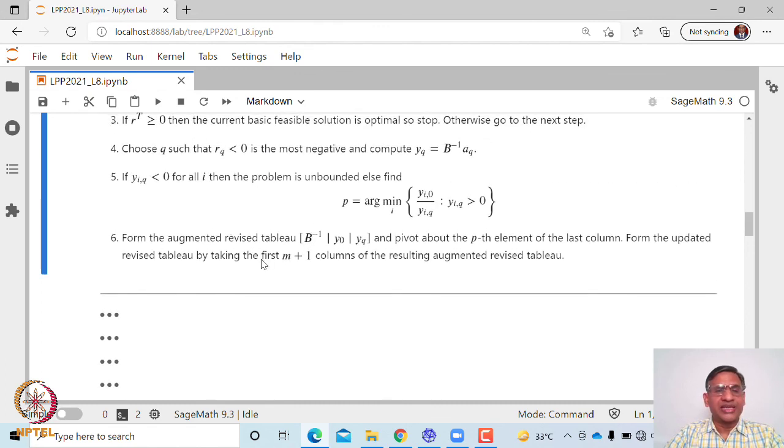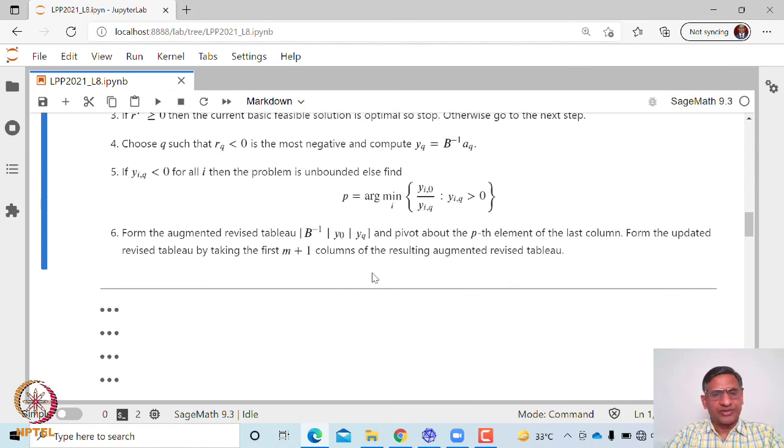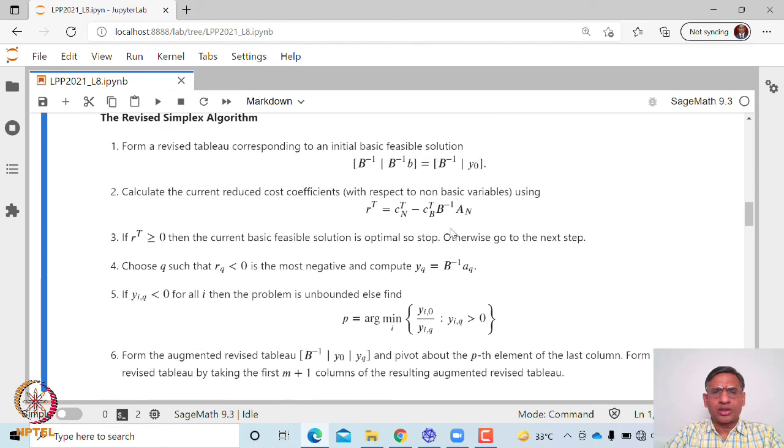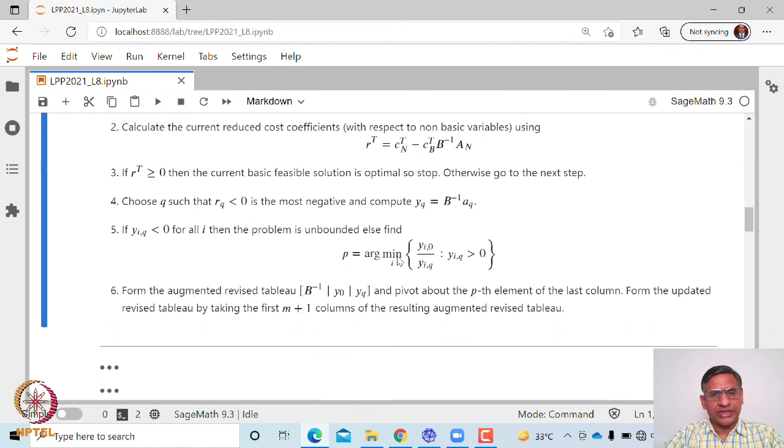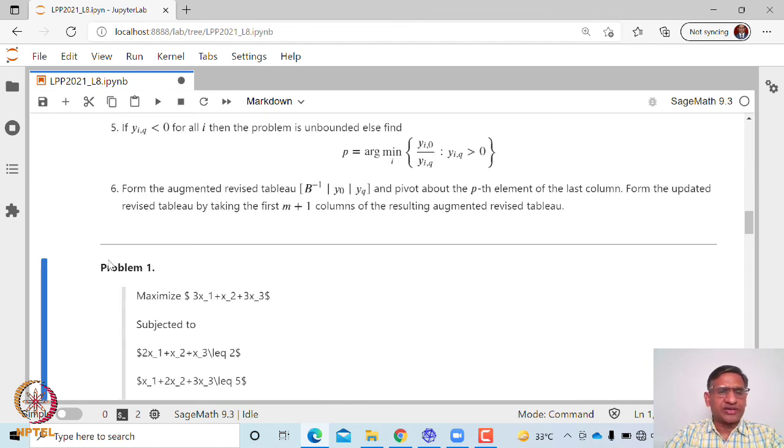How we can make use of the revised simplex method in order to solve a linear programming problem. So there is an inbuilt function which we will be using. We are not going to write each and every step, but we will rather use the inbuilt function. So let us start with a problem.